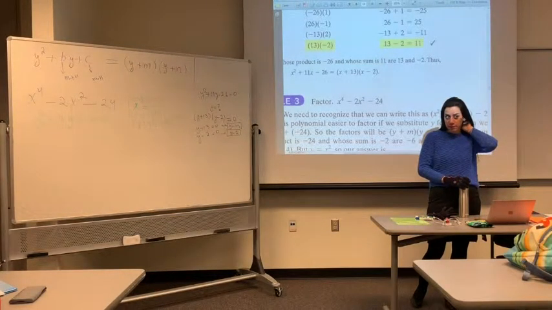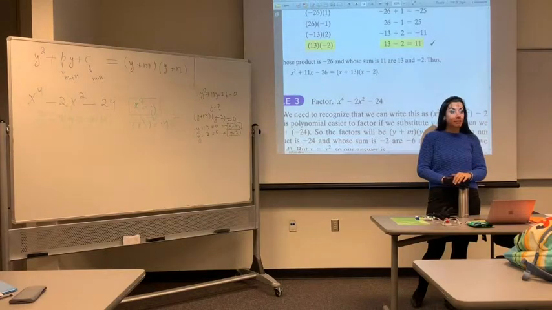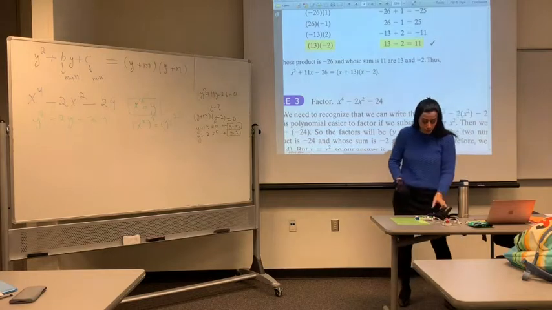Okay, if you have the answer, raise your hand. So, tell me. Tell me m and n. What is m, what is n? Negative 6 and 4. Yeah, negative 6 and 4. Correct? Yes. Negative 6 and 4.